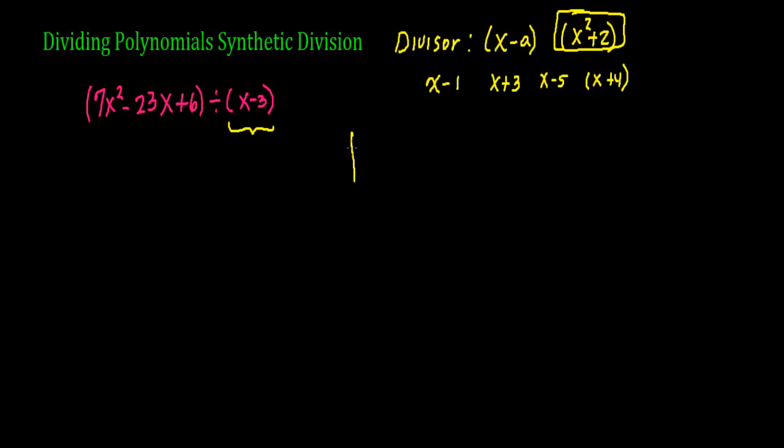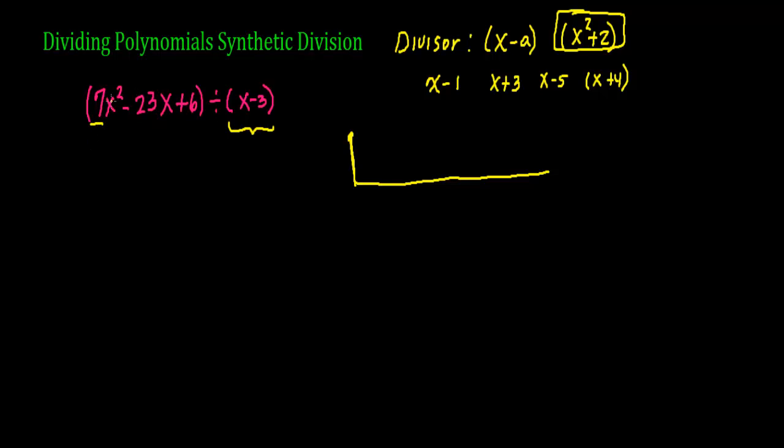And here's the setup. I do it using an upside down box, division box like this, okay? And inside this box, I'm going to list the coefficients of the dividend. Now, again, as in long division, we have to make sure that the exponents are in descending order, and we also have to make sure that there are no exponents missing. If there are exponents that are missing, we fill them in with zeros. In this case, there's no missing exponents. So let's write the coefficients.